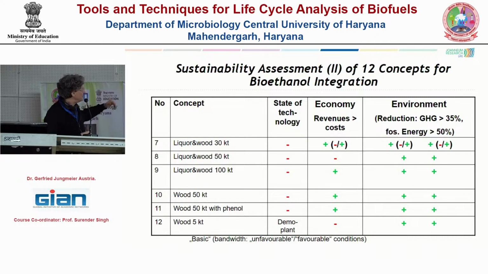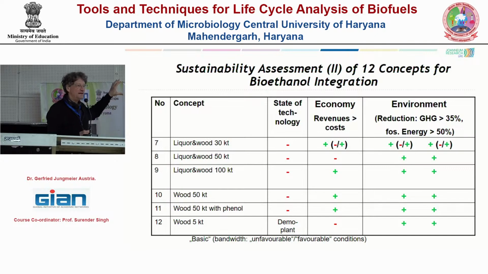If you go to the bigger facilities using black liquor and wood, the size of the plant is increasing. So they make, in the biggest case, up to 100,000 tons of bioethanol per year. This is at least a reasonable size. And here you see the economy looks more attractive, because it's bigger. But for the technology, we had to make many assumptions because you cannot yet buy these systems. So there is still R&D demand.